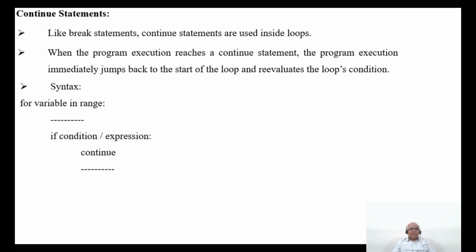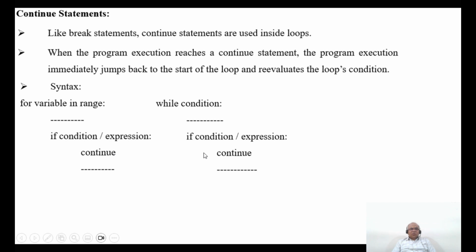For example, the syntax: for variable in range, it will execute this clause if the condition is true. If the expression is true, it will go on to execute continue. Similarly for the while loop: if the condition is true, it will execute this, and if the expression becomes true, it will go on to execute the continue statement.